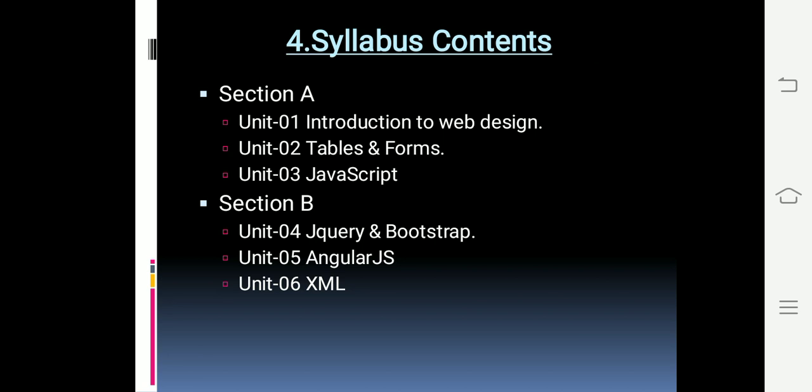Then next is unit 2. In this unit you are going to study how the tables and forms can be created by using the HTML. In this unit the table tags and form tags are included. Then there is also one topic, that is the style sheet. Then this topic is also included in the unit 2.